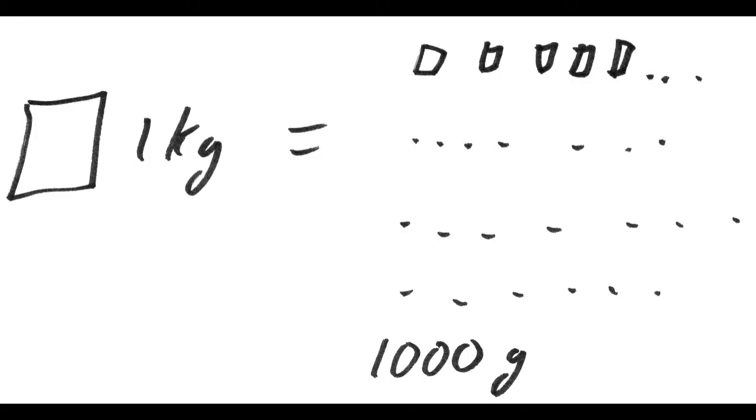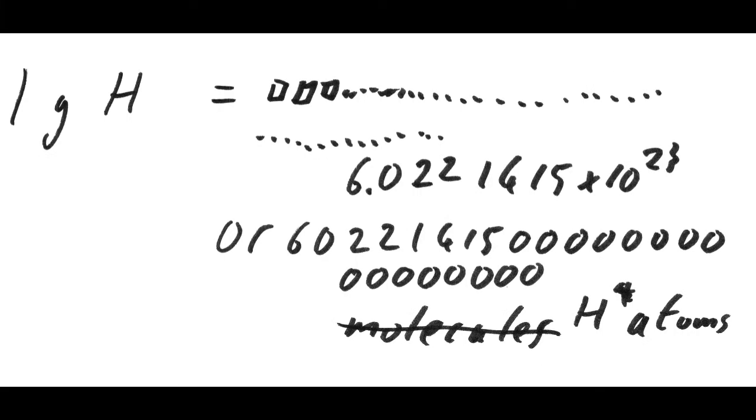1 gram of a substance contains 6.0221415 by 10 to the 23 atoms worth of material. Therefore, 1 atom weighs 1 gram divided by 6.0221415 by 10 to the 23. This is the atomic mass unit. It is the same as 1.66054 by 10 to the minus 24 grams, or 1.66054 by 10 to the minus 27 kilograms, only slightly smaller than the quoted mass of a proton.